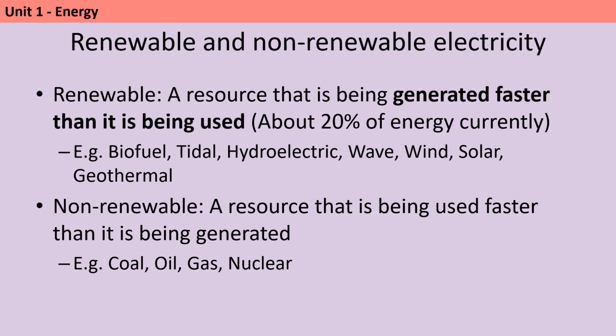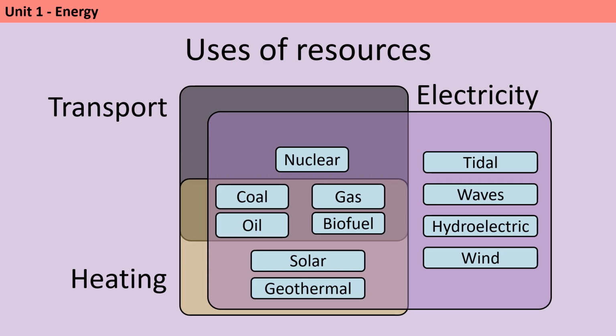The final part of the energy topic is about national and global energy resources. You should be able to distinguish between renewable energy resources, which are being generated faster than they're being used, and non-renewable energy resources, or you might be used to calling them finite resources, which are being used faster than they're being generated. All of these energy resources can be used in a variety of ways, including transport and heating, as well as electricity generation. For each energy resource, you should be able to discuss the advantages and disadvantages.